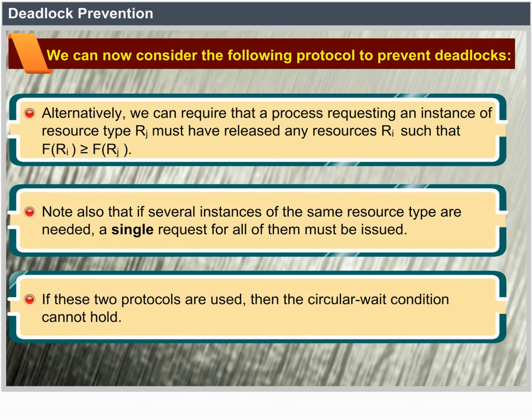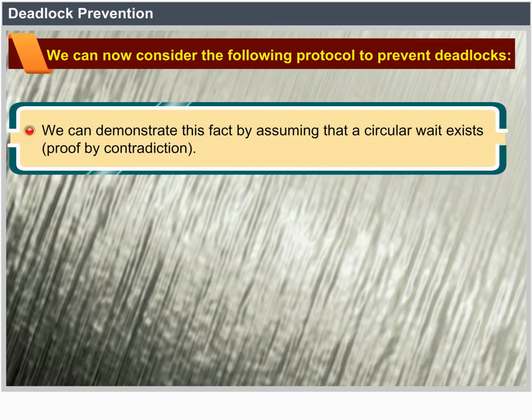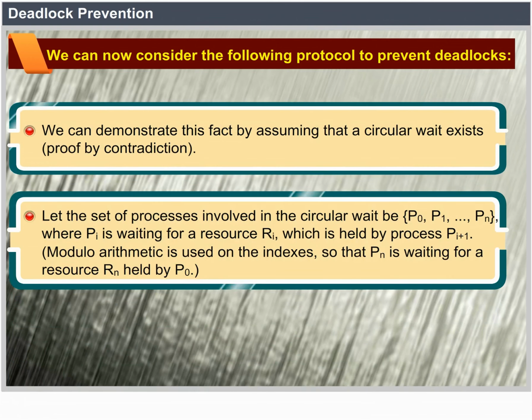We can demonstrate this fact by assuming that a circular wait exists, proof by contradiction. Let the set of processes involved in the circular wait be P0, P1, and so on till Pn, where Pi is waiting for a resource Ri which is held by process Pi+1. Modular arithmetic is used on the indexes so that Pn is waiting for a resource Rn held by P0.